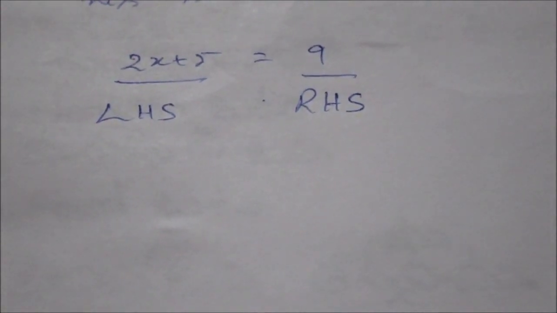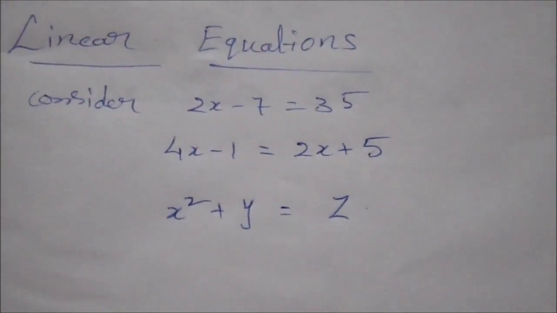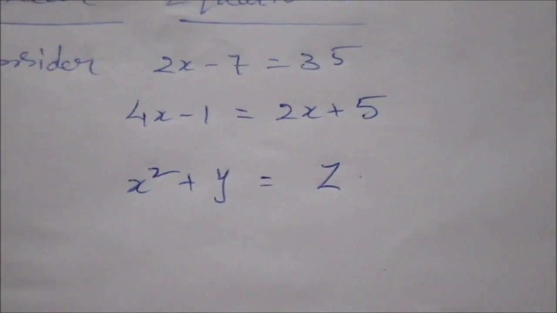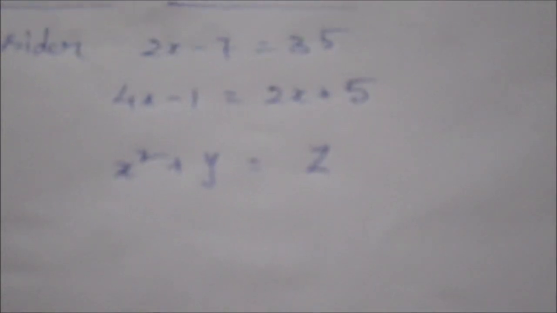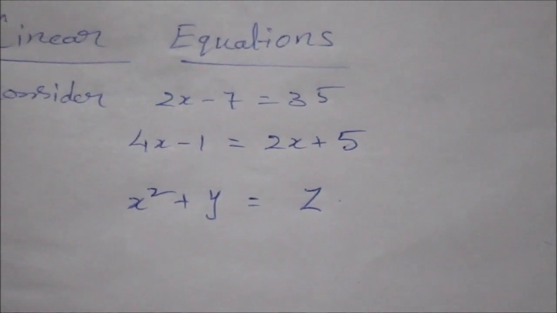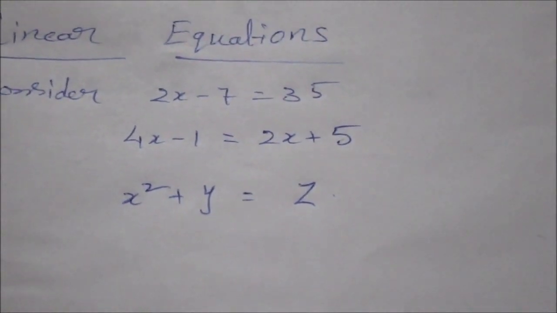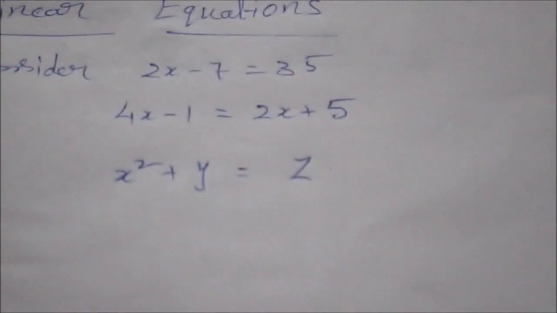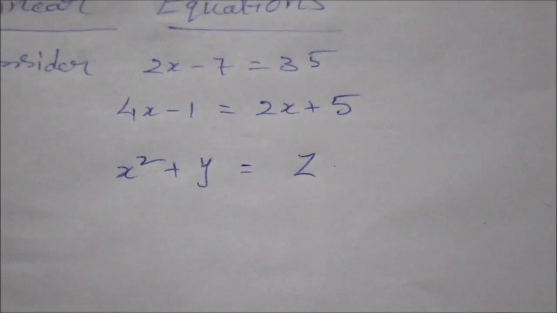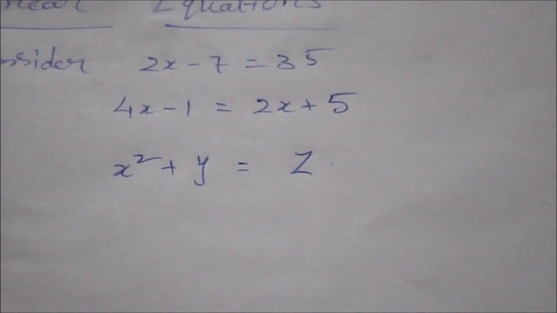What is a linear equation? Consider some examples. 2x minus 7 equal to 35 is one equation. 4x minus 1 equal to 2x plus 5 is another equation. And x square plus y equal to z. These are all equations. But which equation is a linear equation? We have to find out. To find out which equation is linear, first we have to know the degree of the given equation. How to find the degree of the given equation?